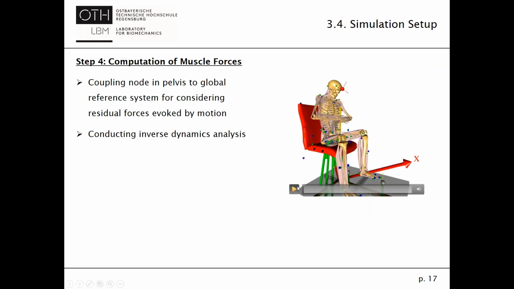The force input data is here marked as the green bars. And due to the scaled forces of the pressure indicating film, we do not know the residual forces due to movement, as they are not considered in the input file. But as we have a kinetic coupling of the pelvis to the global reference system, AnyBody computes those forces on its own.